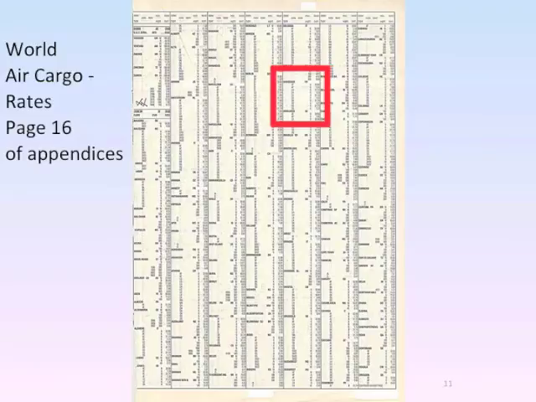Now we're looking at some world air cargo rates, and this is the TACT, the Air Cargo Tariff, and it's published by IATA, and nowadays most companies go online to get the rates, but for our purposes here today we are just looking at a hard copy just to give you an idea of what the rates look like.